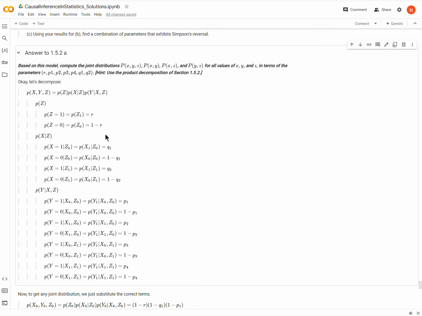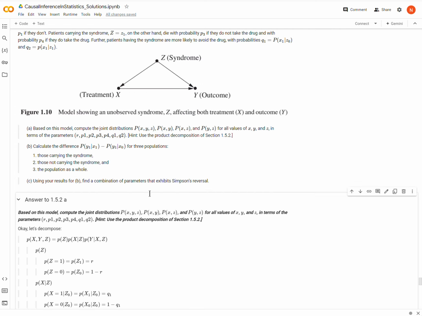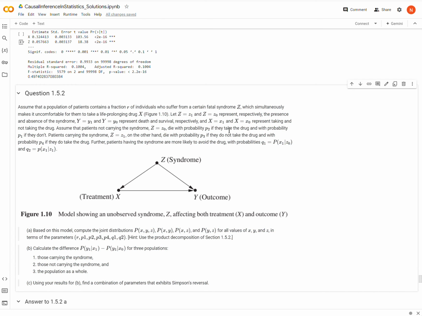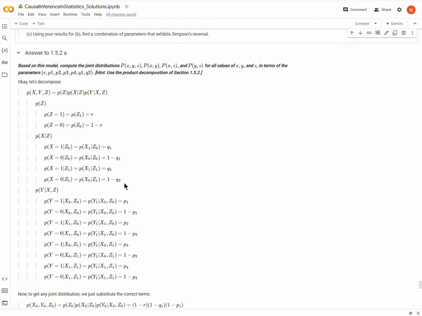Again, many of these things are simply coming from the information that was provided in the question. There's a lot of information in the question, so you probably need to take notes and understand what P1 is supposed to mean, P2, P3, P4, Q1, etc.